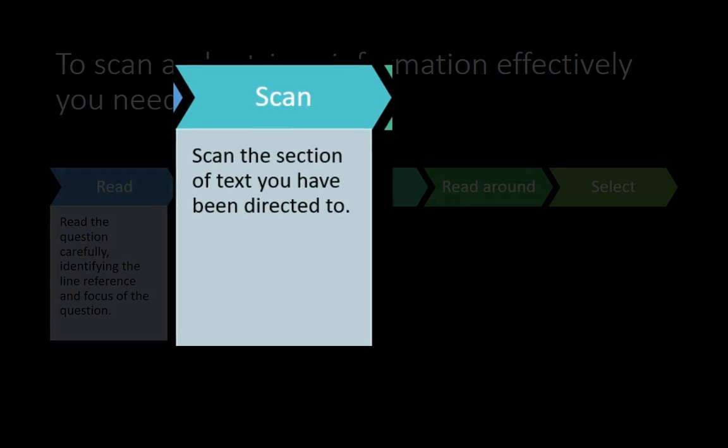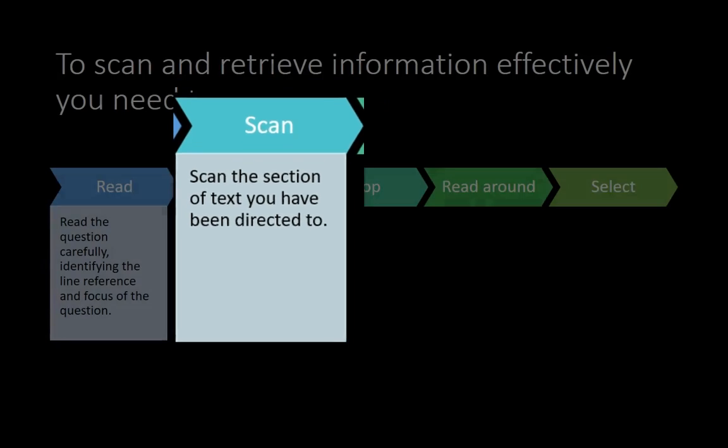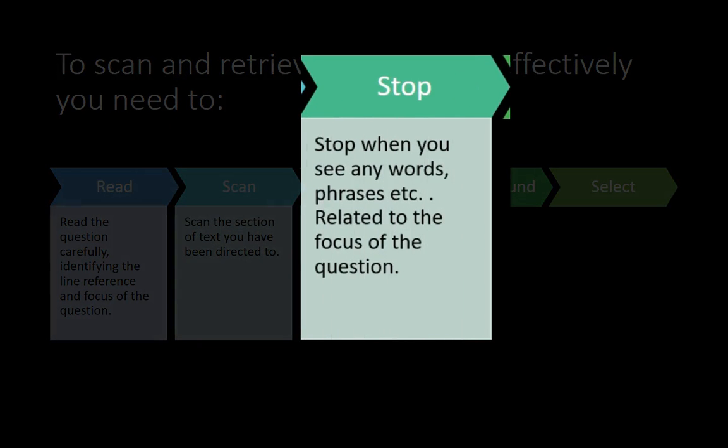When you come to scan it, scan just the section that you've been directed to within the line references. There's no point scanning the whole text or anywhere else in the text because you can't use anything other than examples within those 2 or 3 lines that you've been asked to look at. So scanning, remember, is running your eye over the text and only stopping when you see any words or phrases related to the particular focus of the question that you are answering, and that's why you need to identify that before you start the scanning process.